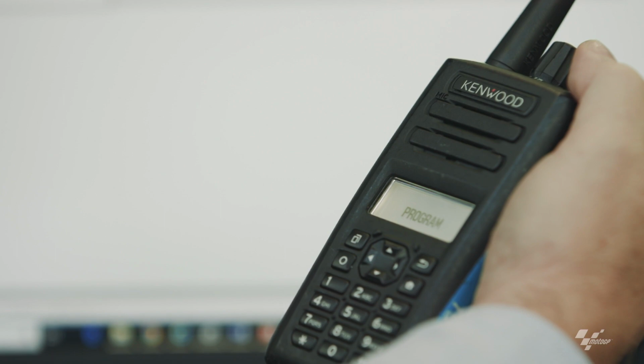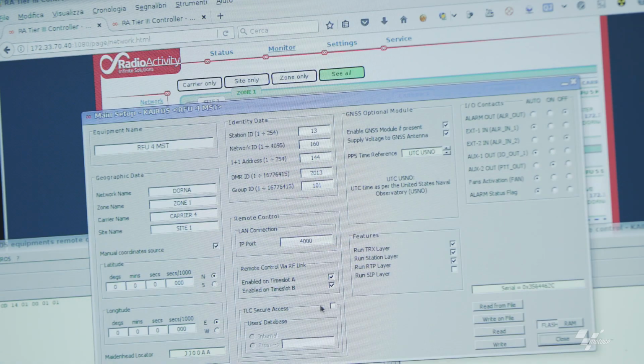We still need to program the radios, but it's very much easier now with the over-the-air programming that we're using, and it's very much easier to spot any mistakes before anything happens.